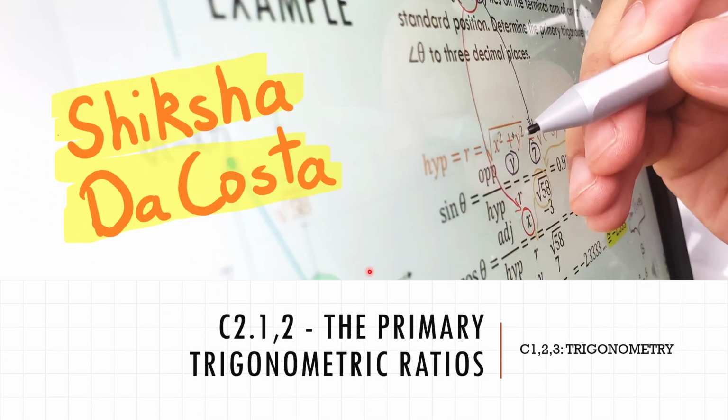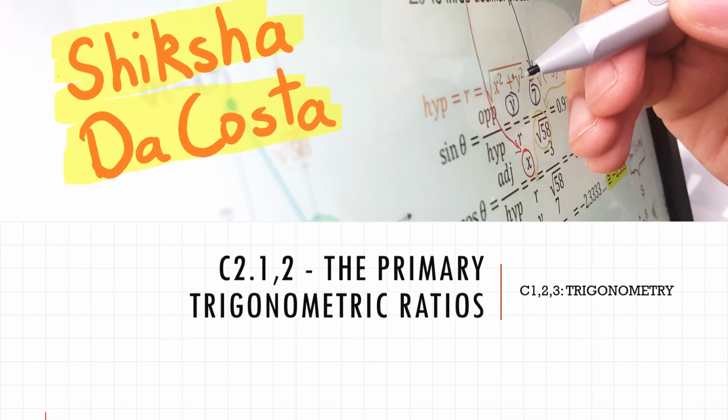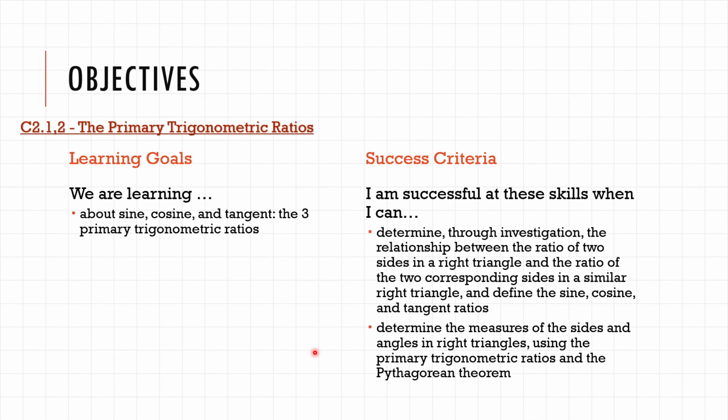Today we're going to be looking at the three primary trigonometric ratios. And those are called sine, cosine, and tangent.